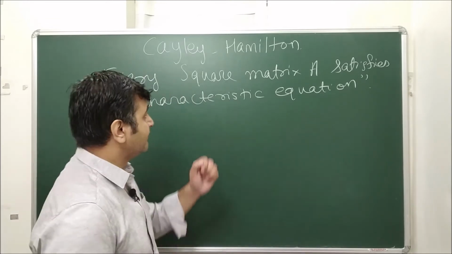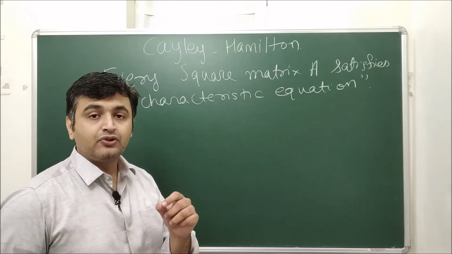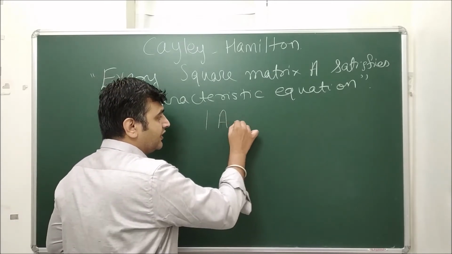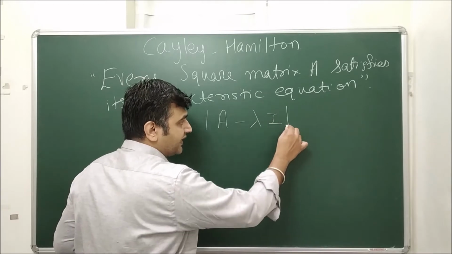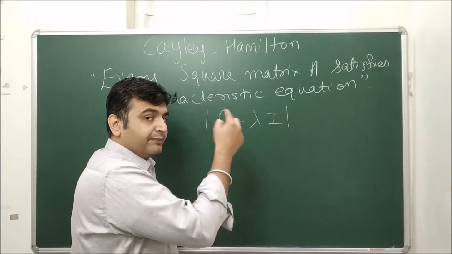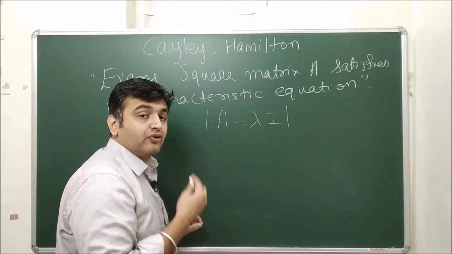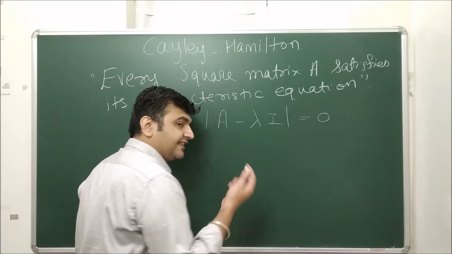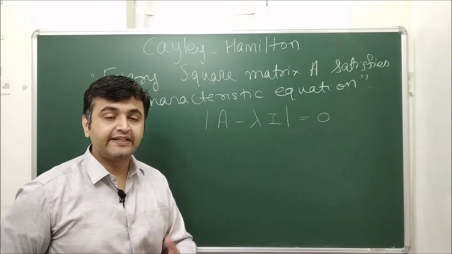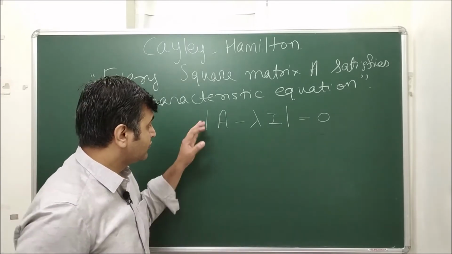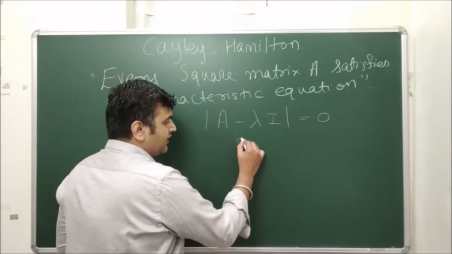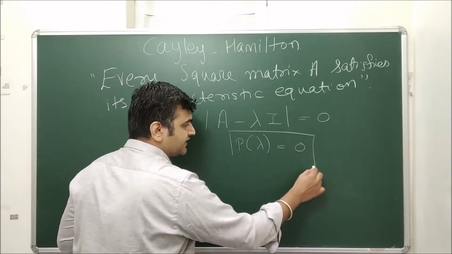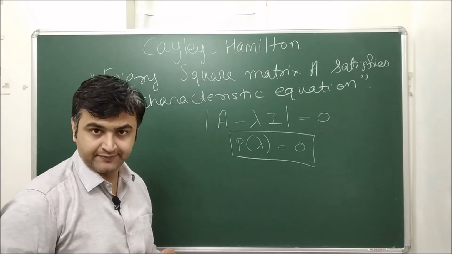That means what? Once you have a matrix A, the first thing you do is find the characteristic equation. How do you find it? Determinant of A minus lambda I. When you solve this, you get a polynomial in lambda, which we call the characteristic polynomial. When you equate it to 0, it's an equation, so we call it the characteristic equation. So let me call it P of lambda equal to 0. This is your characteristic equation for the given matrix.